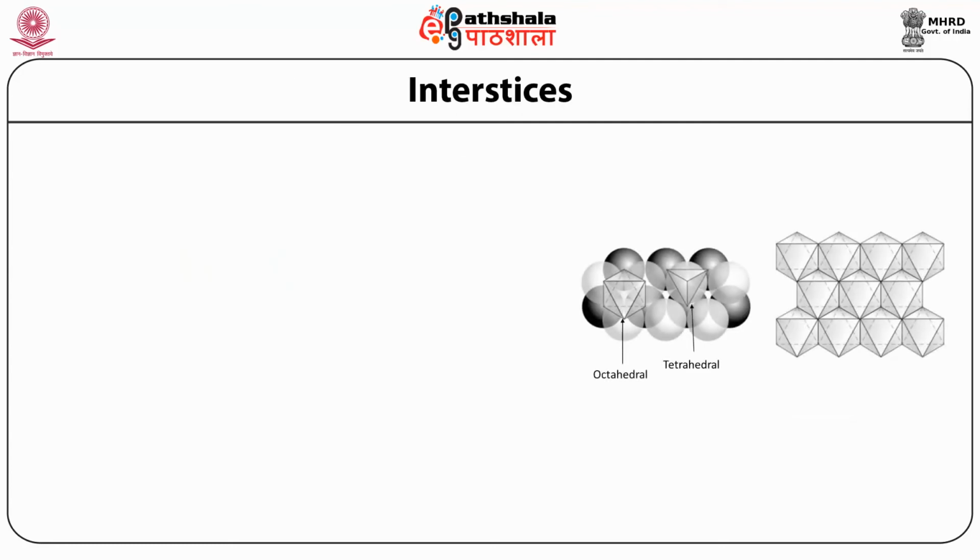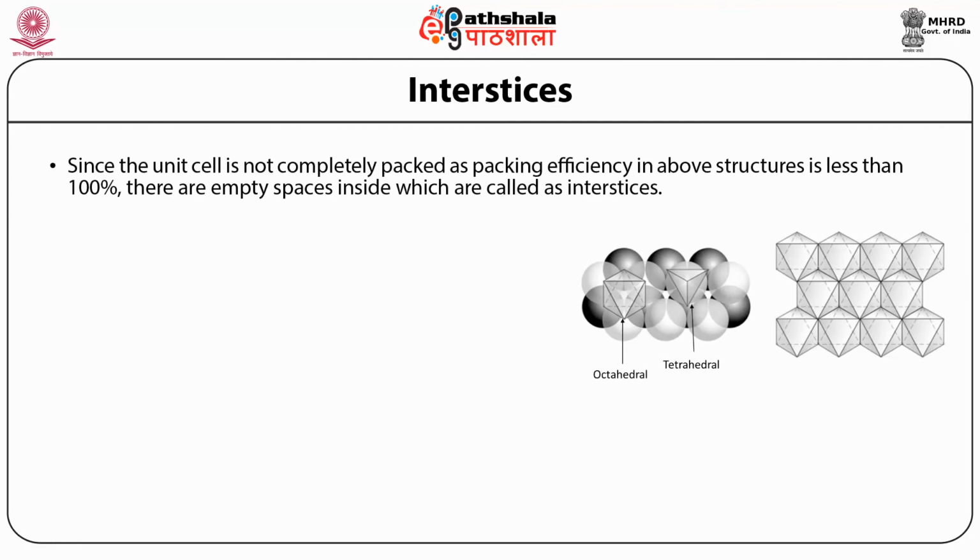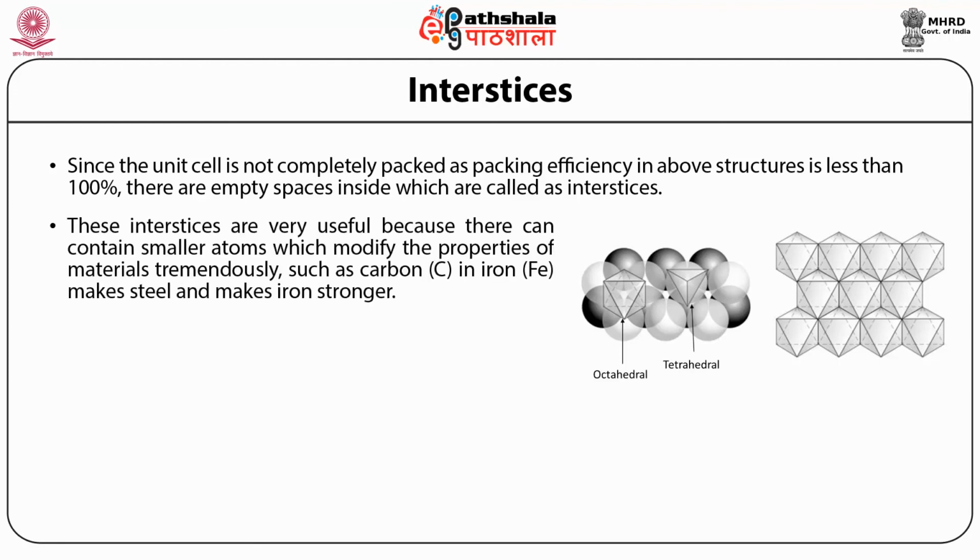Now comes interstices. Since the unit cell is not completely packed, as the packing efficiency in the above structures which we have discussed is less than 100%, there are empty spaces inside which are called interstices. These interstices are very useful because they can contain smaller atoms which modify the properties of material tremendously, such as carbon in iron makes steel and makes iron stronger.